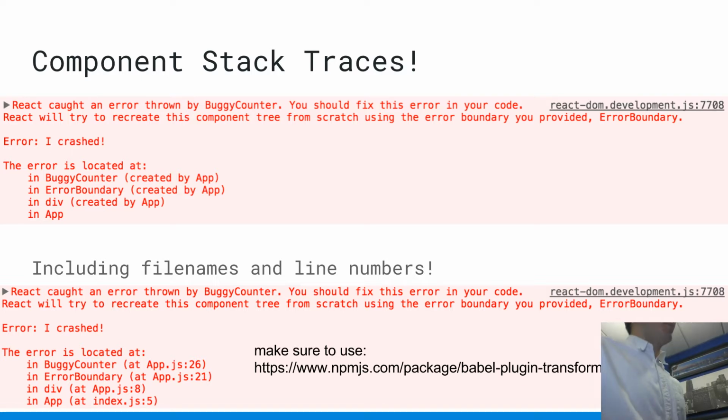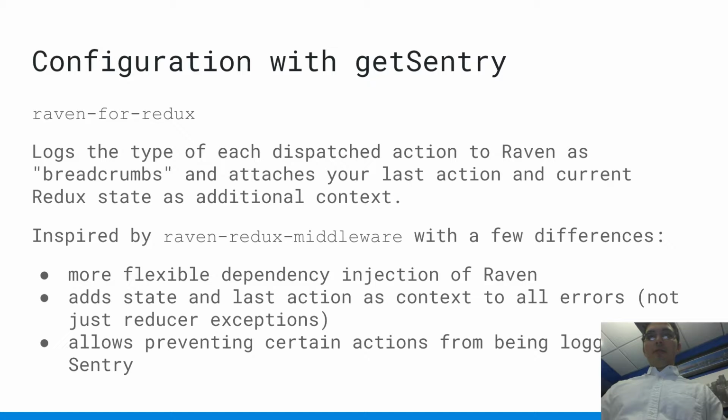There's a transform here that will allow you to get a Babel transform. I'm not really sure what it does. We don't use it ourselves, but while I was researching this talk, I found it. That will allow you to get the line numbers in actual files as you're going along. So that's a cool thing new to this.